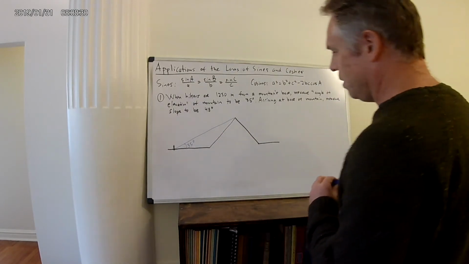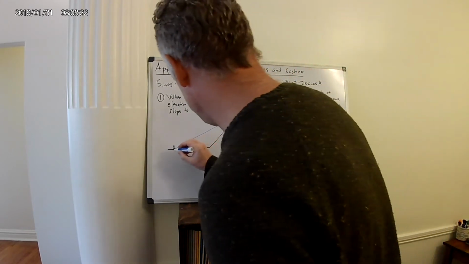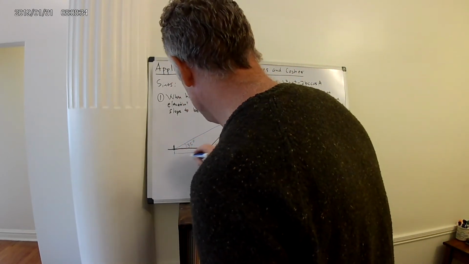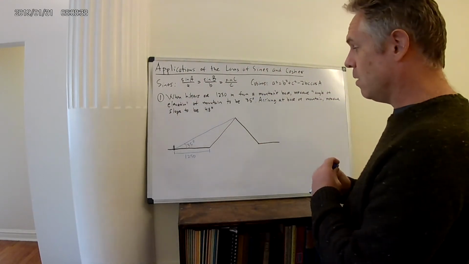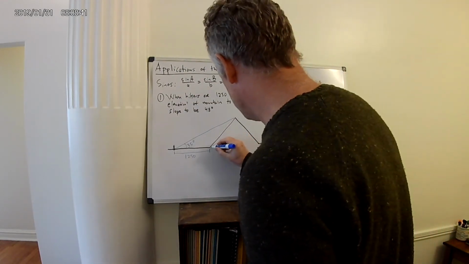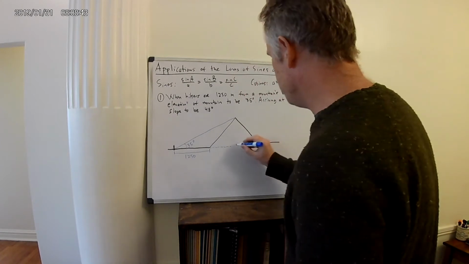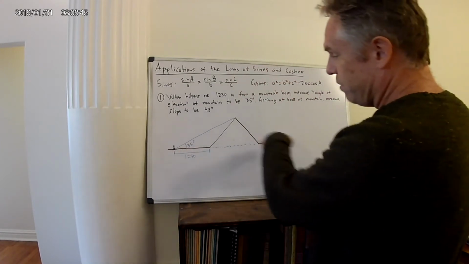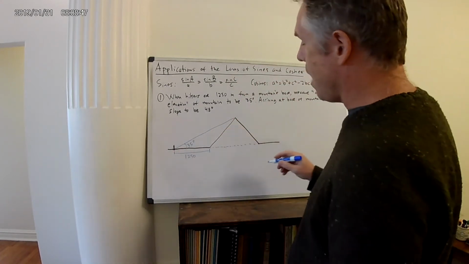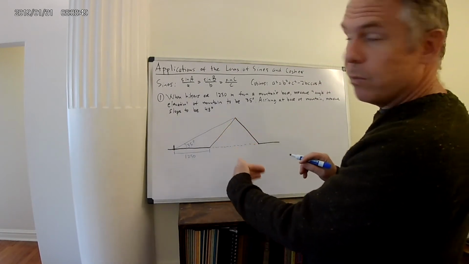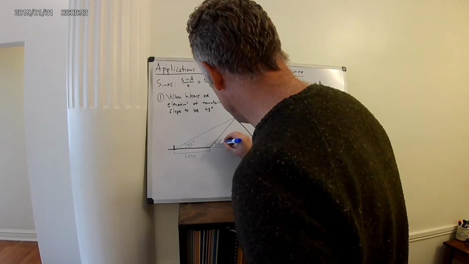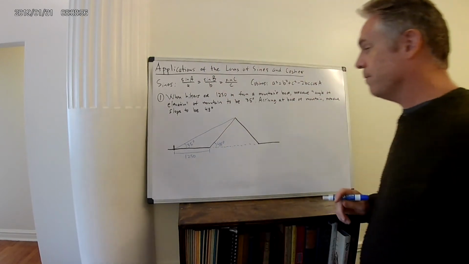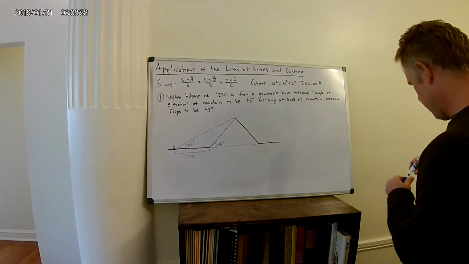And then they walk 1,250 meters. So this distance is 1,250 meters. They hike to the base of the mountain. Let me draw this dashed line here as a continuance of the level ground. They hike to the base of the mountain, and then they measure the slope of the mountain, which is basically the steepness of the mountain, to be 48 degrees. So they measure this angle to be 48 degrees. So this is a diagram of our situation.